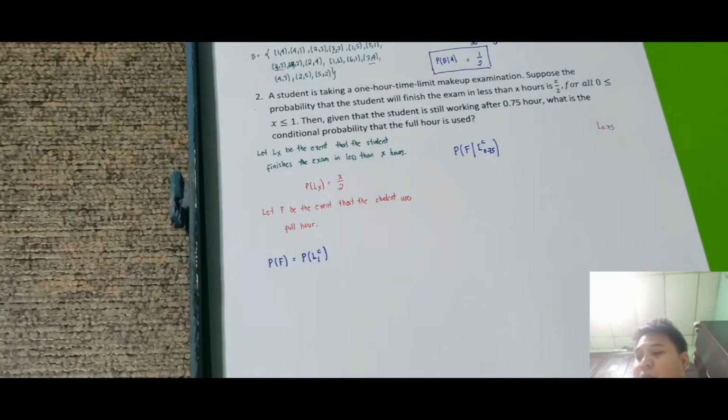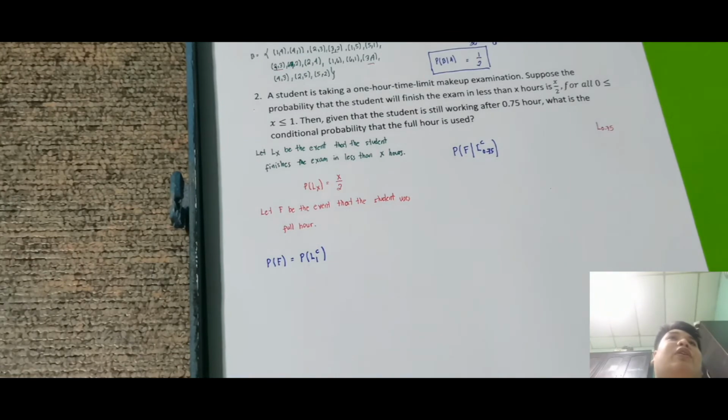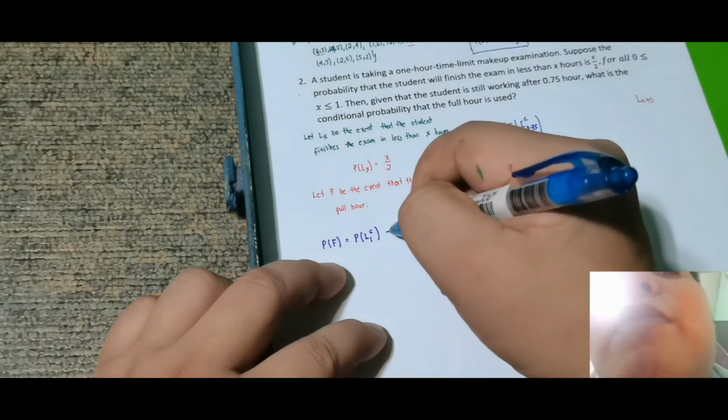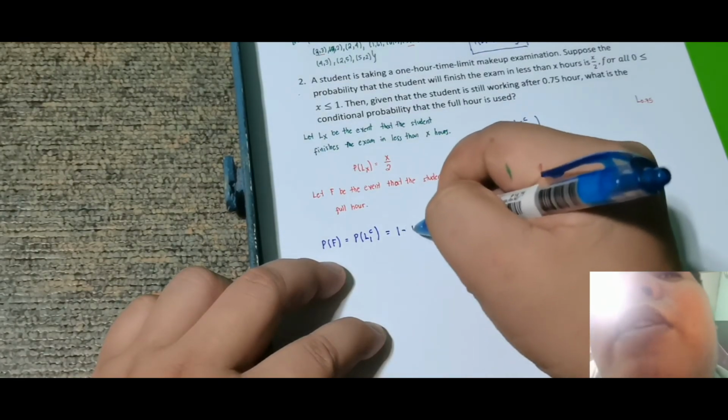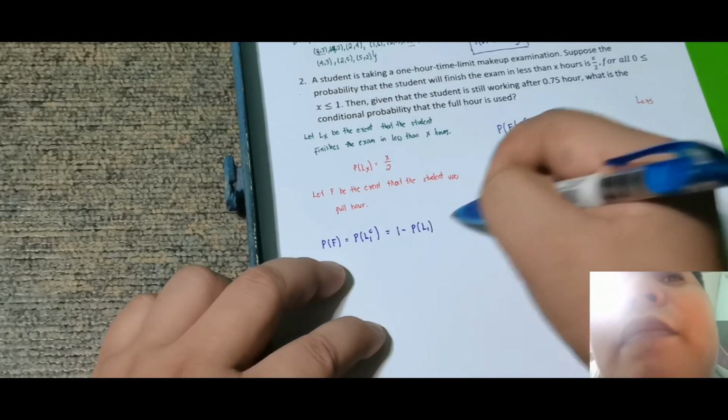So tandaan yan. Okay, so now, arrange natin to. Using axiom, or I guess proposition number 1, the probability of complement is equal to 1 minus the probability of L sub 1.